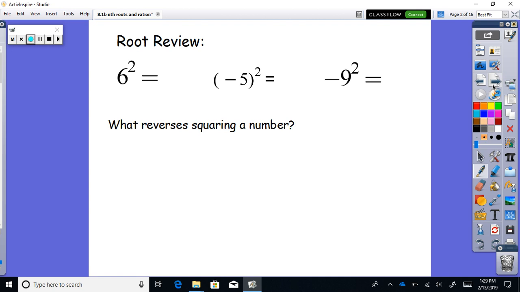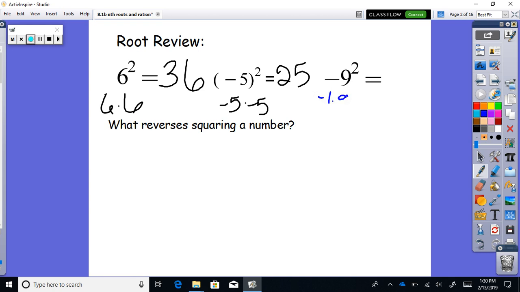The first one was just to show you the main difference between squaring something with parentheses and squaring something without parentheses. Review: 6 squared means 6 times 6. So that's not 6 times 2, but it tells you to multiply it by itself, so 36. Negative 5 squared, written with the parentheses, would be negative 5 times negative 5, so that would be positive 25. Now this one you have to be careful because this is like a negative 1 times 9 squared. So really this is negative 1 times 81. So without the parentheses, sometimes we're given negative 81 because of this reason.